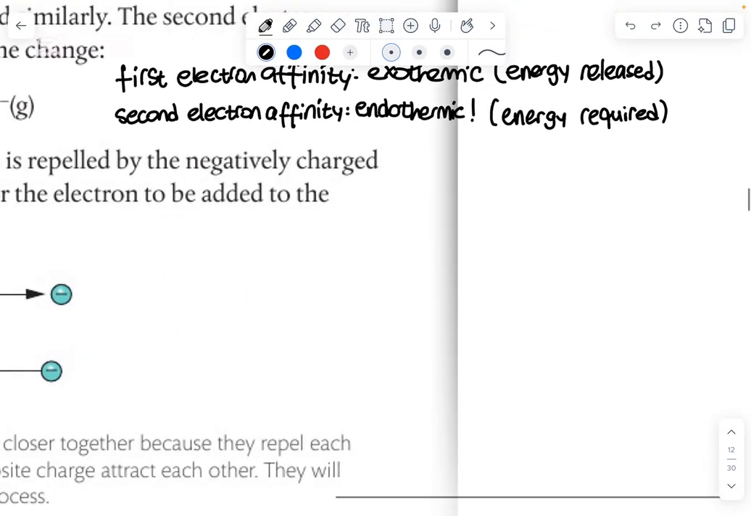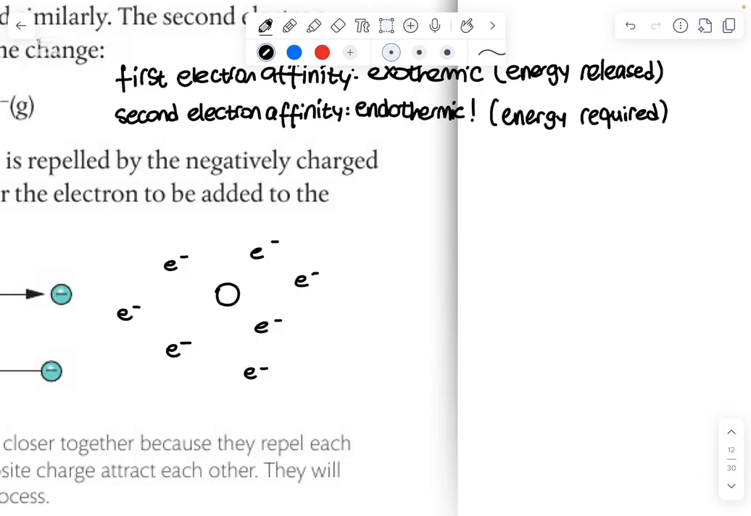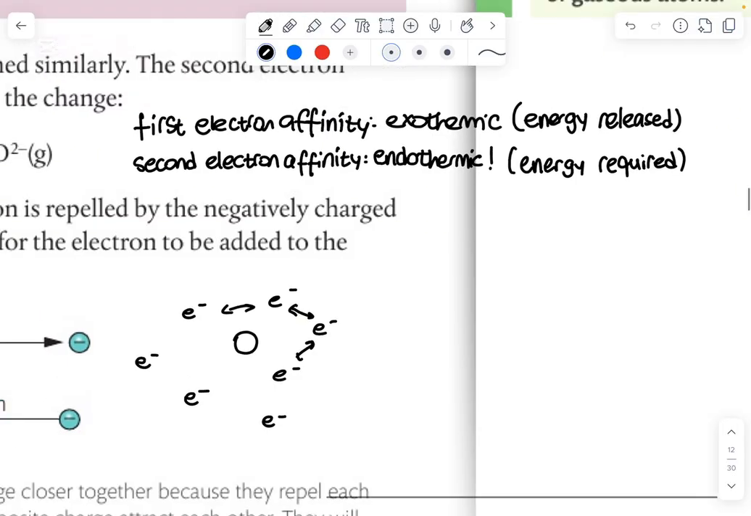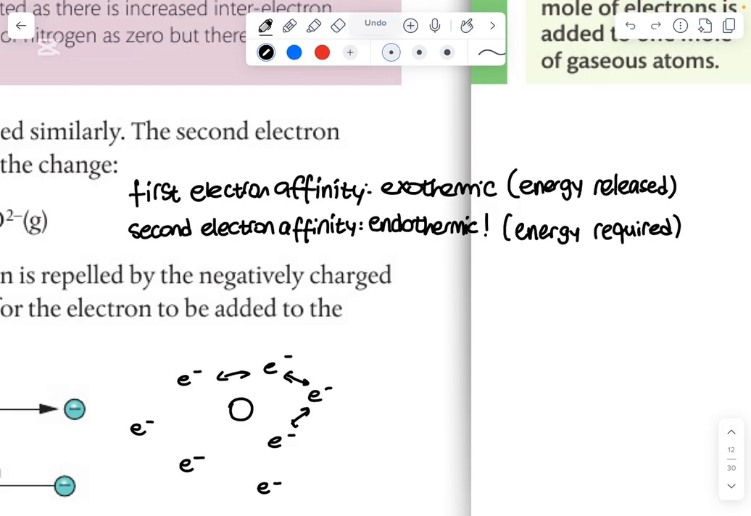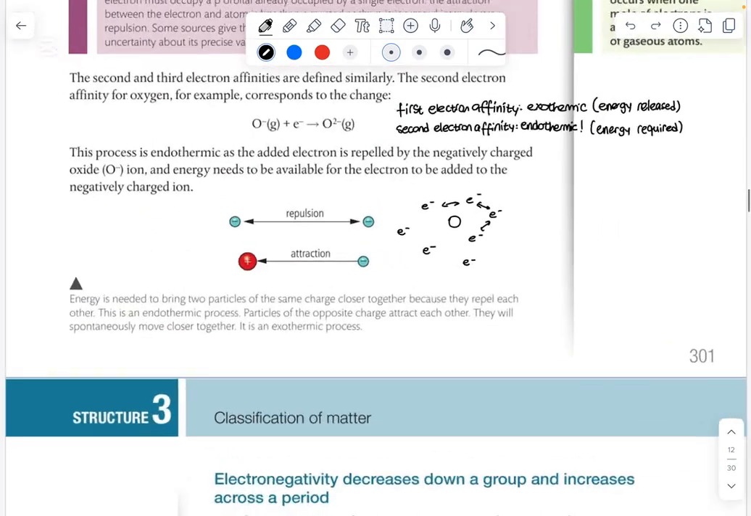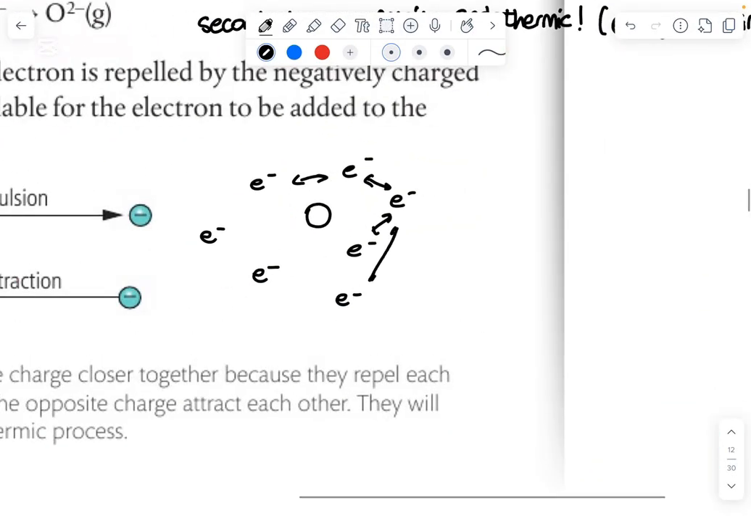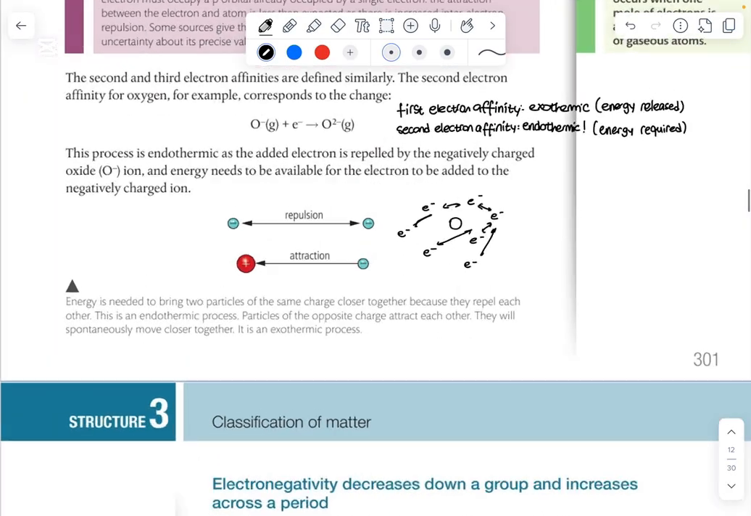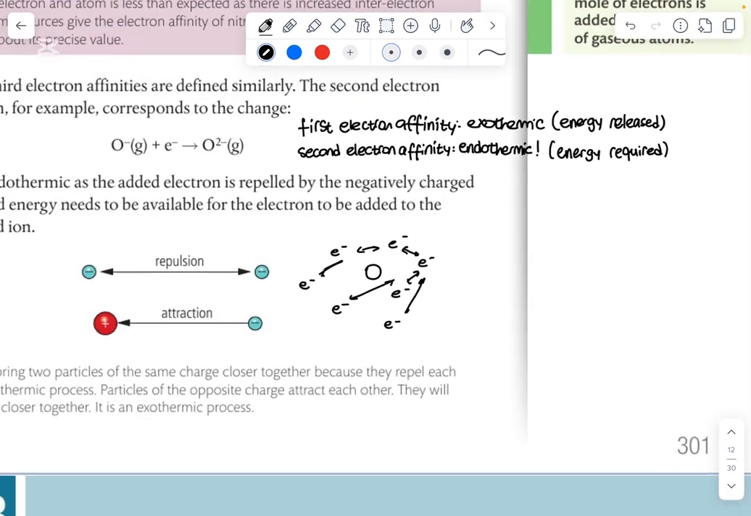Why? Because when you have an oxygen ion, an anion, if you give another electron, these electrons are going to repel each other, especially with the one you recently added. So this is going to require energy because this is not its most stable state. And that's why the second electron affinity for oxygen is endothermic.